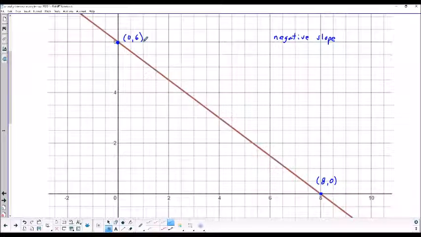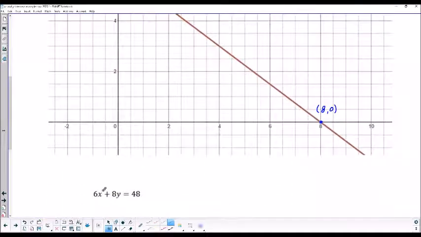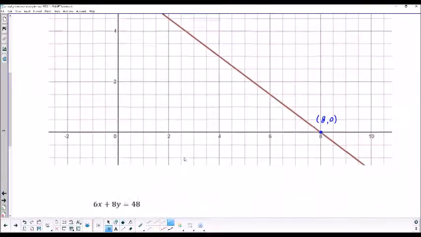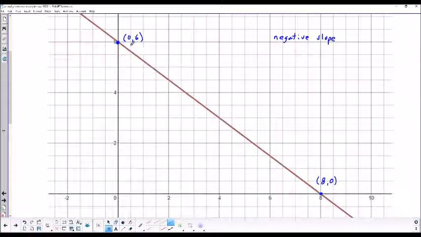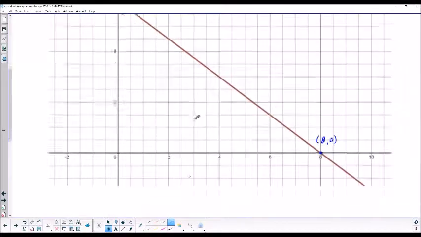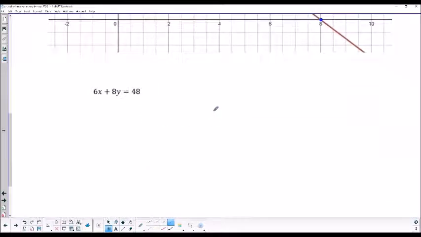But what if we were just given an equation? In this case, this graph actually has the equation 6x plus 8y equals 48, and we'll get into that shortly as well. Well, how would we go about doing that algebraically? How would we find the x and y intercepts? Well, it's fairly straightforward, and it's a pretty standard routine.